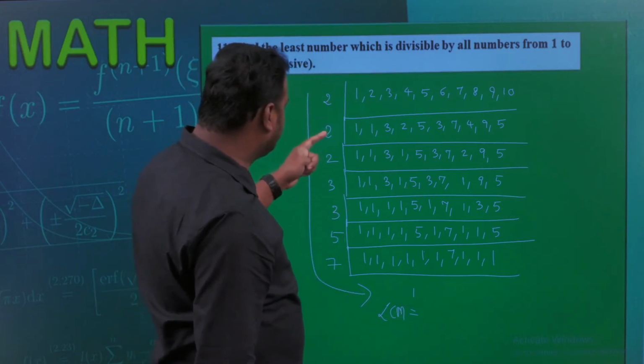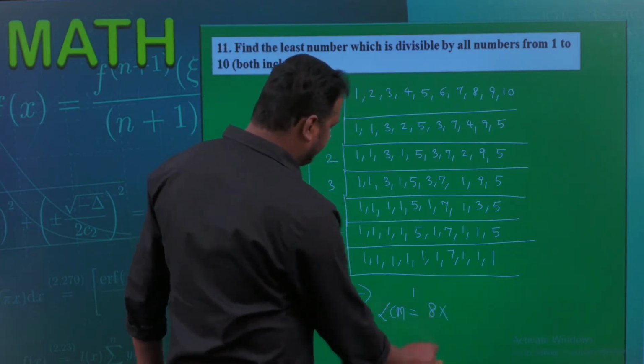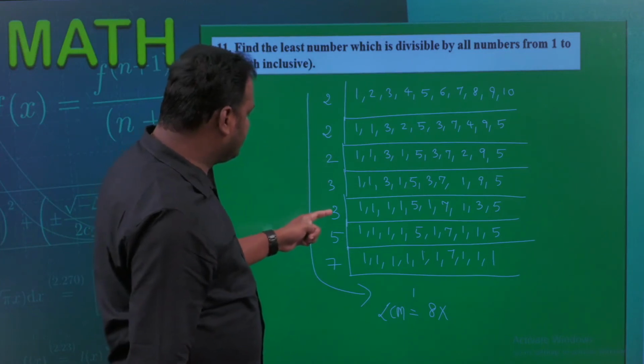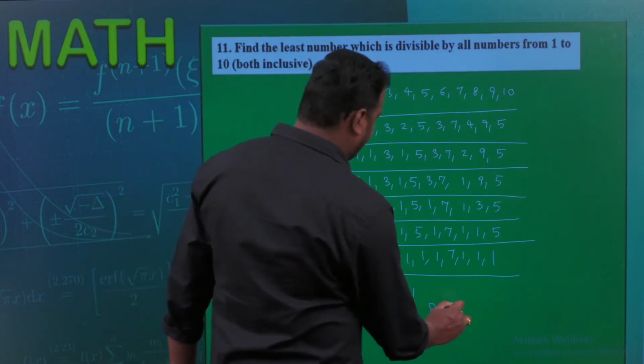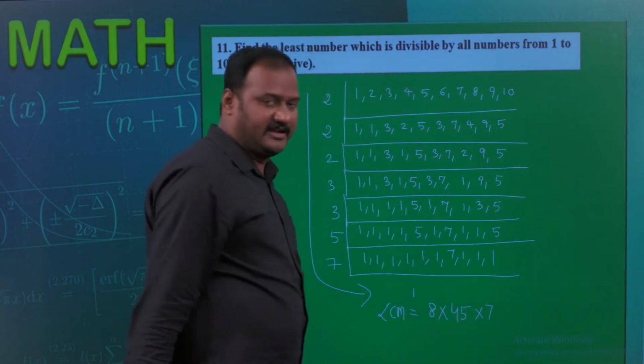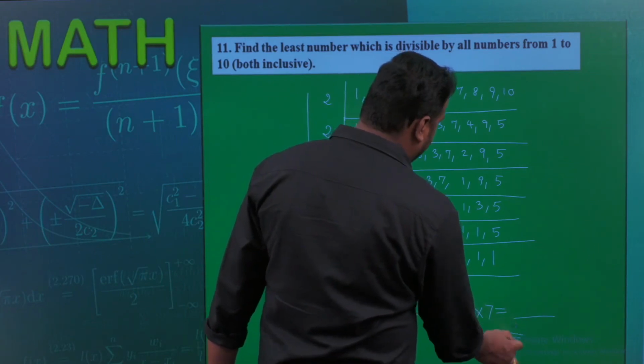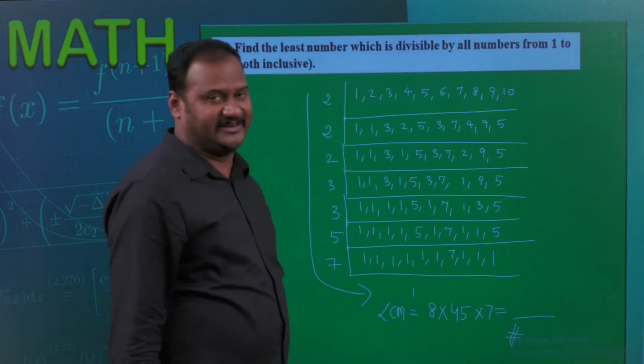2 twos are 4, 4 twos are 8. I am writing 8 into 3 into 3, which is 9, 9 eights are... 8 nines are 72, into 5, into 1 more 7. If you multiply all these numbers, you will get a number that is the LCM of the given numbers.